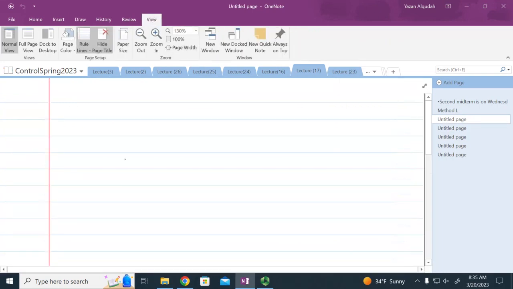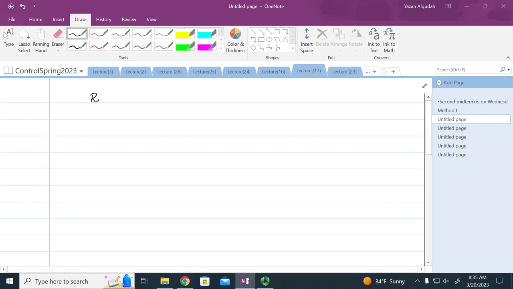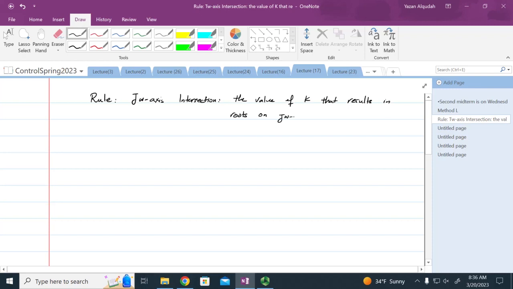Okay, the next rule is the j omega axis intersection. And this is the value of k that results in roots being on the j omega axis. And what are we going to do to find this?